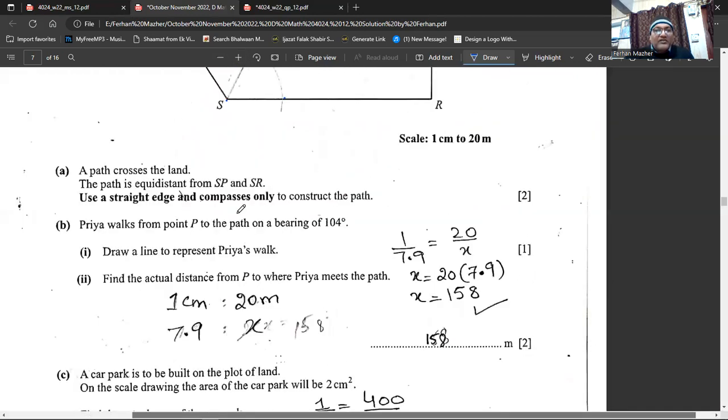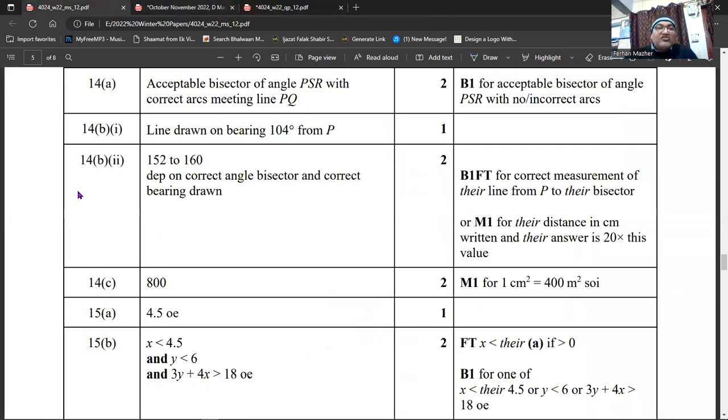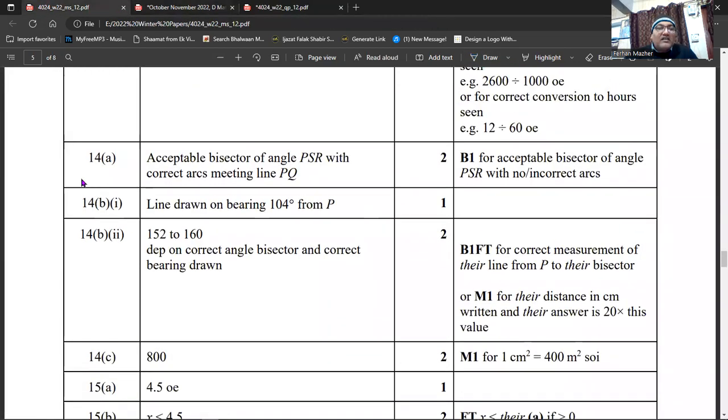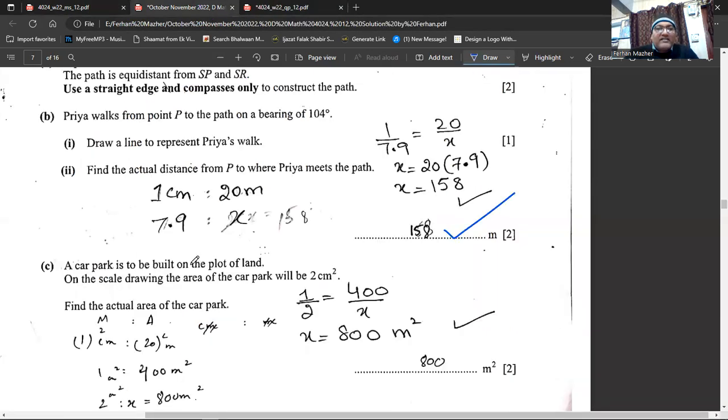So here we go. 1 centimeter means 20 meters. So that length is 7.9 centimeters. That will mean how much? So 1 divided by 7.9 will be equal to 20 divided by x. So x will be equal to 20 times 7.9, and that will be 158 meters. So 158 meters is the answer. The answer range given is 152 to 160, so our answer of 158 meters is right.